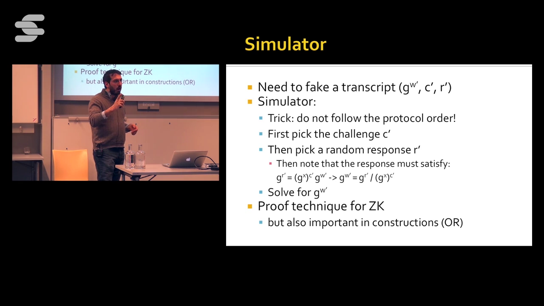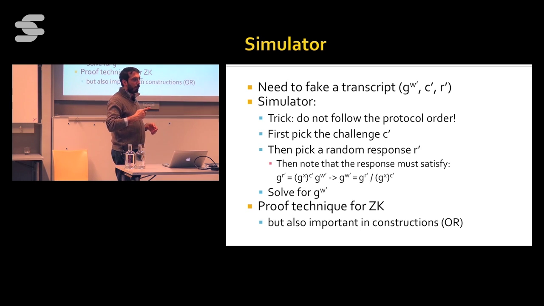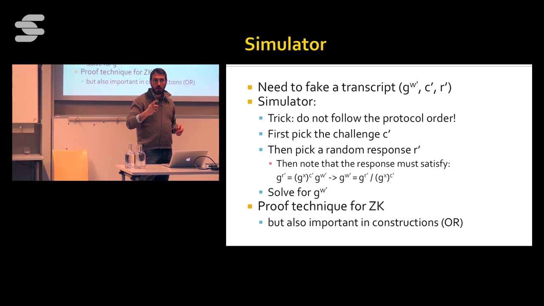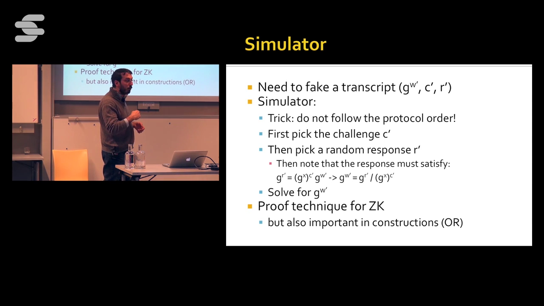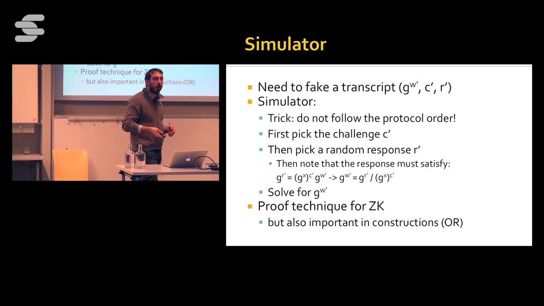But how is it then the case that when Victor performs this protocol with Alice, he is convinced that this is indeed Alice and Alice must have known the secret? If I can produce fake transcripts here, haven't I just convinced you that this doesn't actually use the secret and therefore I can produce fake transcripts by fixing C, R, and then G to the W? So how did I convince you before that this is a safe protocol and therefore you must know X in order to answer it? Any ideas?